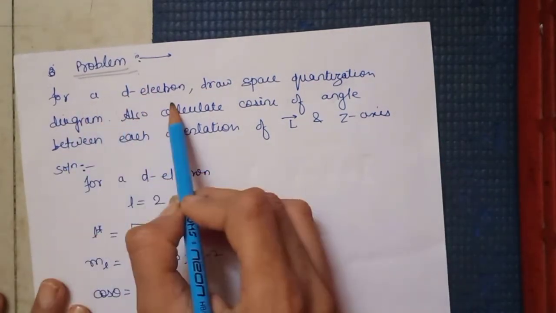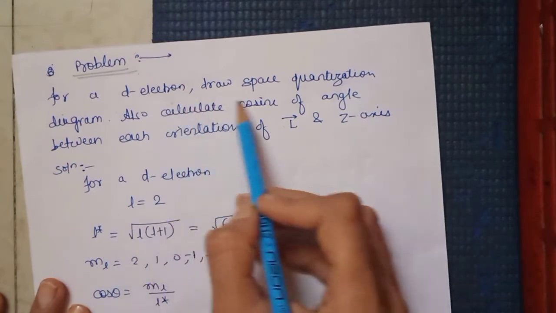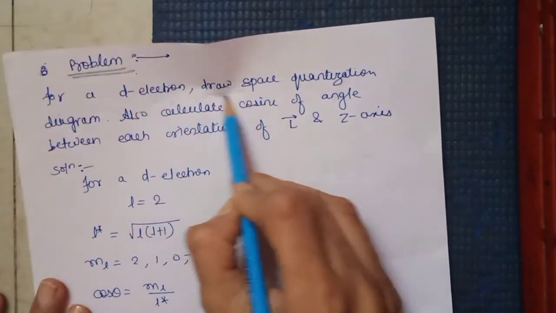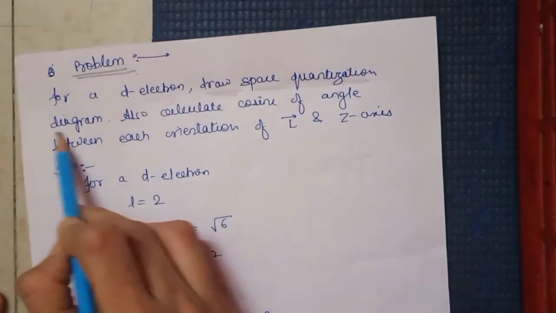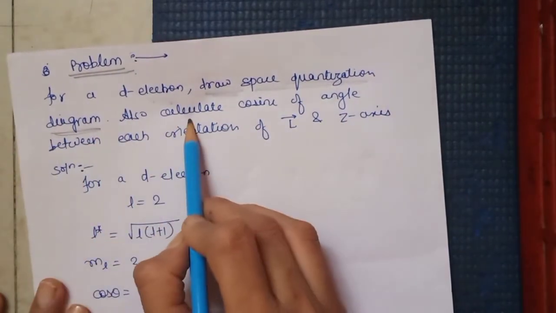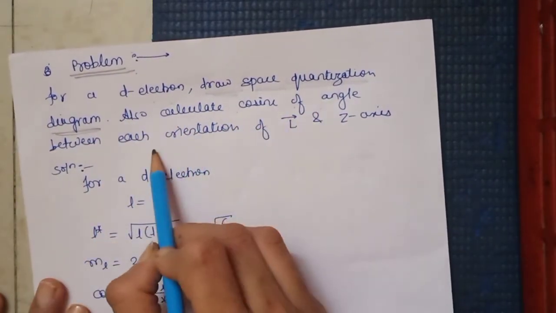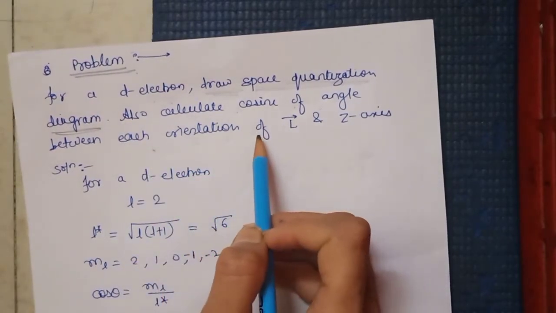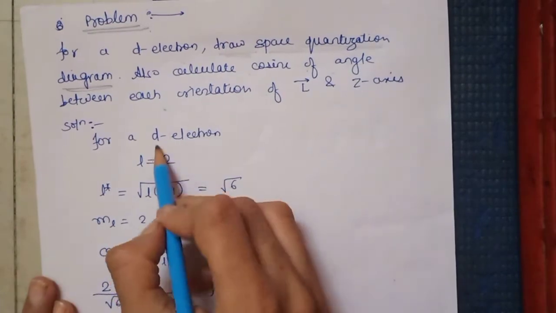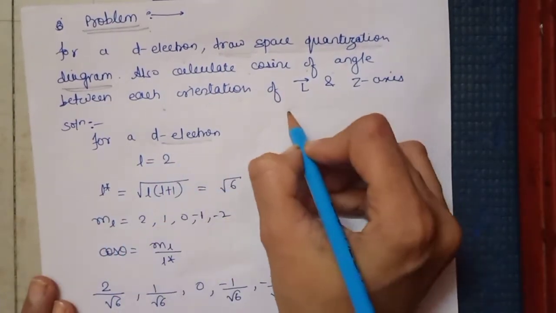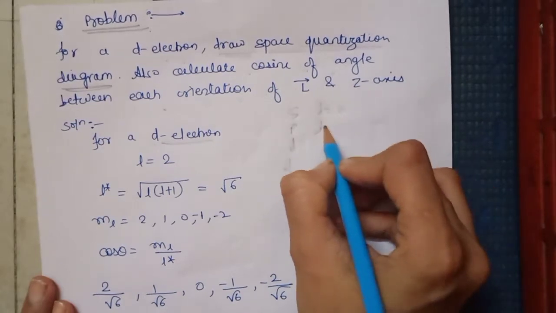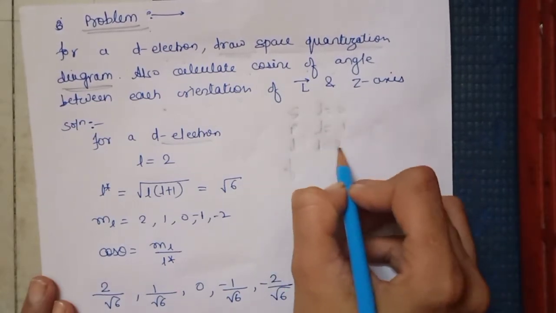So suppose for a D electron, what we have to do is draw the space quantization diagram, and also calculate the cosine of the angle between each orientation of L and the Z axis. So what do we have for a D electron? We know that S, P, D, F. For S, L equals 0, for P, L equals 1, for D, L equals 2.